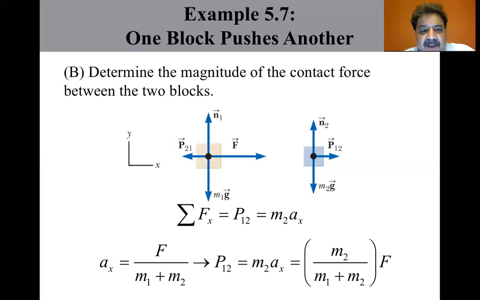So the acceleration in the x direction is equal to F divided by the sum of the masses. That is, P12, which equals M2 times ax, the mass of the second block times the acceleration in the x direction. That's equal to M2 divided by M1 plus M2, times F.